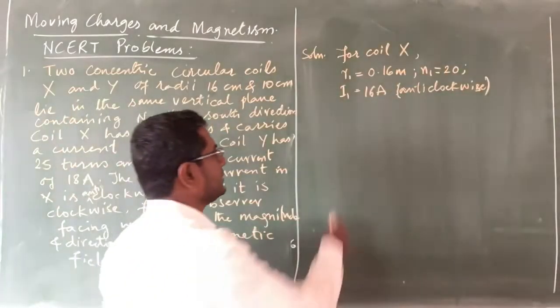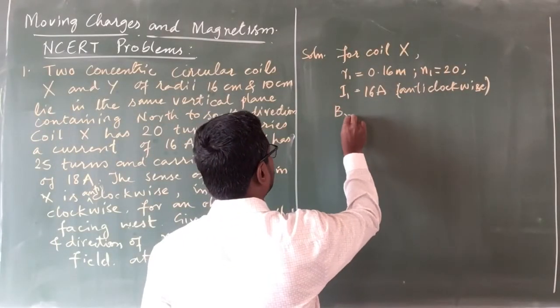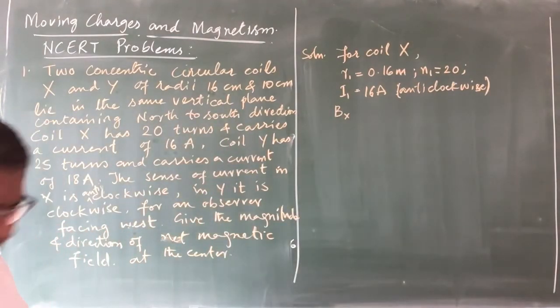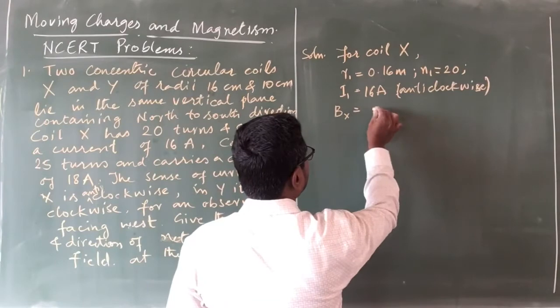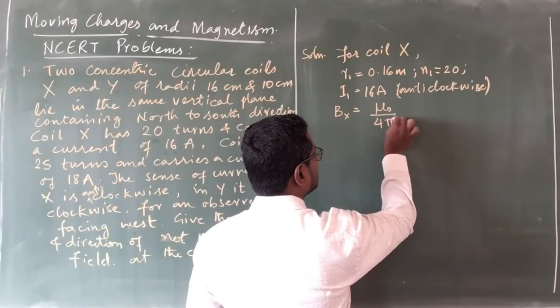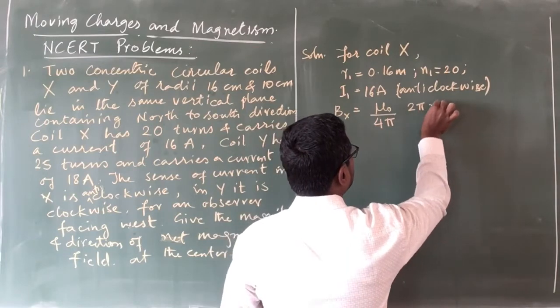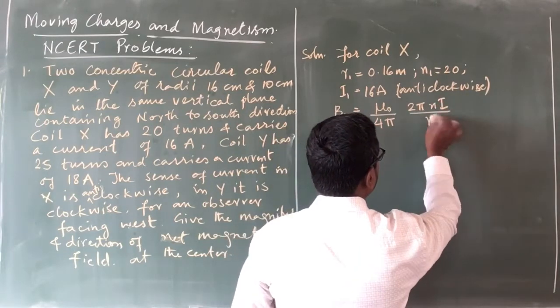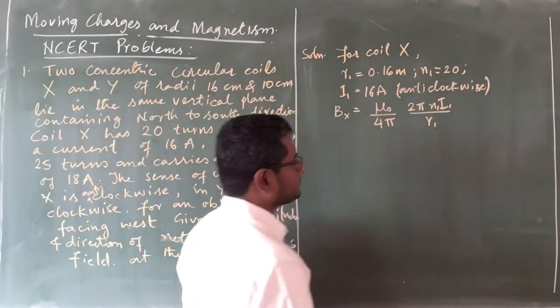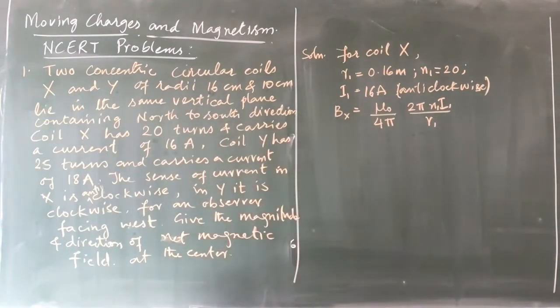Now we are going to find the magnetic field of X, I will call it Bx. And we have seen the equation: mu naught by 4 pi into 2 pi N I divided by R. This is N1, I1 and R1. So those are the things I need to mention here.